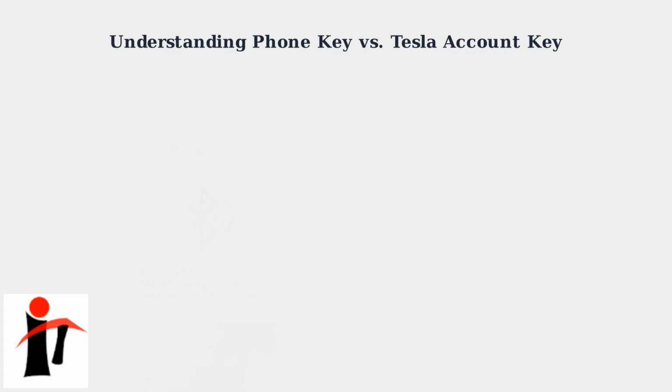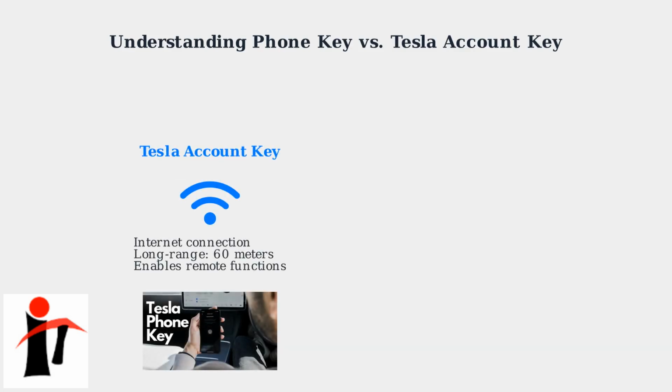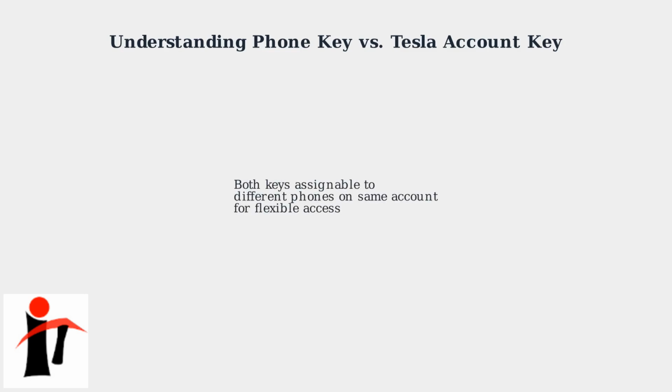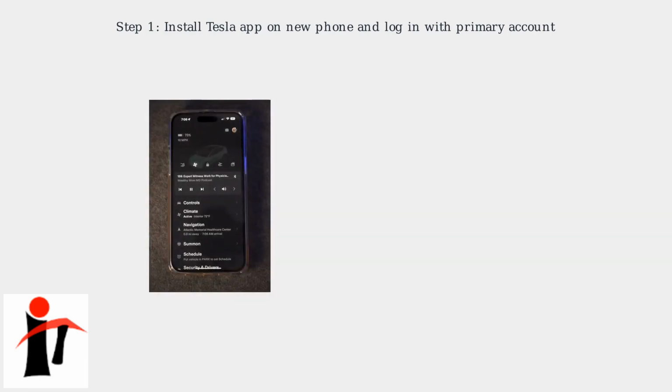It's important to distinguish between the phone key and the Tesla account key. The phone key uses Bluetooth for short-range access, typically within 10 meters, requiring the Tesla app to be active. The Tesla account key utilizes internet connectivity for longer-range access up to 60 meters, enabling remote functions. Both can be assigned to different phones on the same Tesla account, giving you flexibility in how you and others access the car.